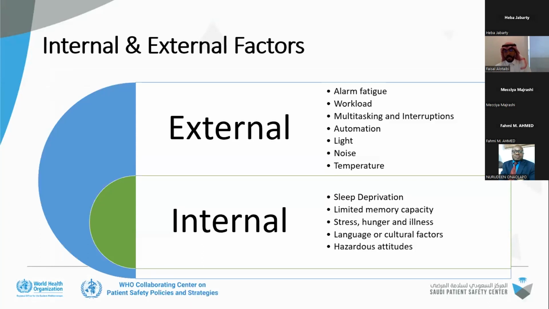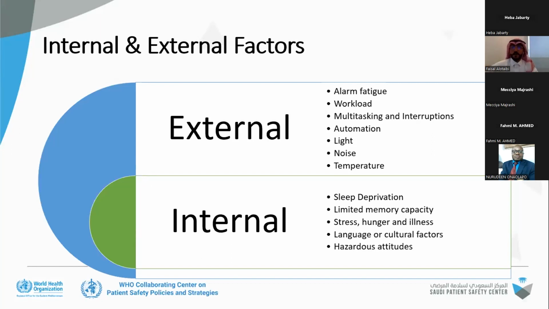Let's speak about the internal and external factors affecting our performance and actions in the healthcare profession. We have the external factors affecting our performance. We have alarm fatigue. If you are working in a busy area or ICU, you might have alarms on a daily basis, so you usually dismiss this kind of alarm because you are having alarm fatigue from this kind of equipment. Then there is workload, because you might have a shortage of staff in your area and you have to do a lot of tasks at the same time.